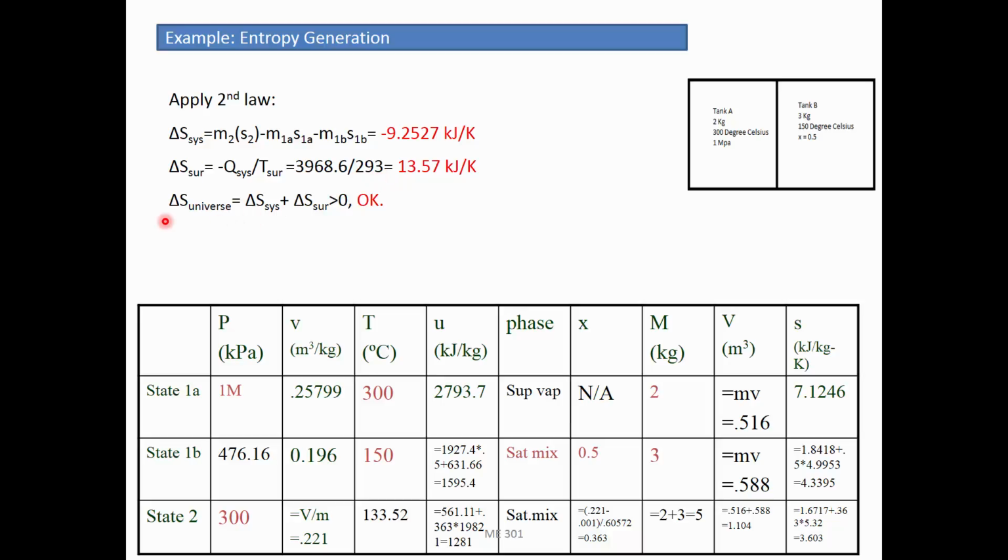According to the increase of entropy principle, entropy of the universe must increase all the time for an irreversible system. The fact that the summation of these two entropies is a positive number indicates that this particular system does not violate the second law.